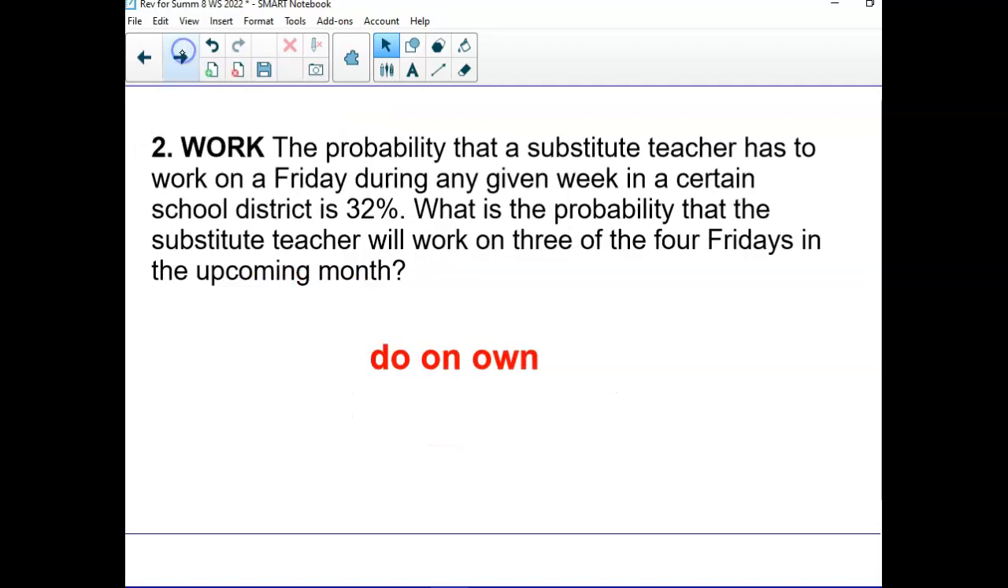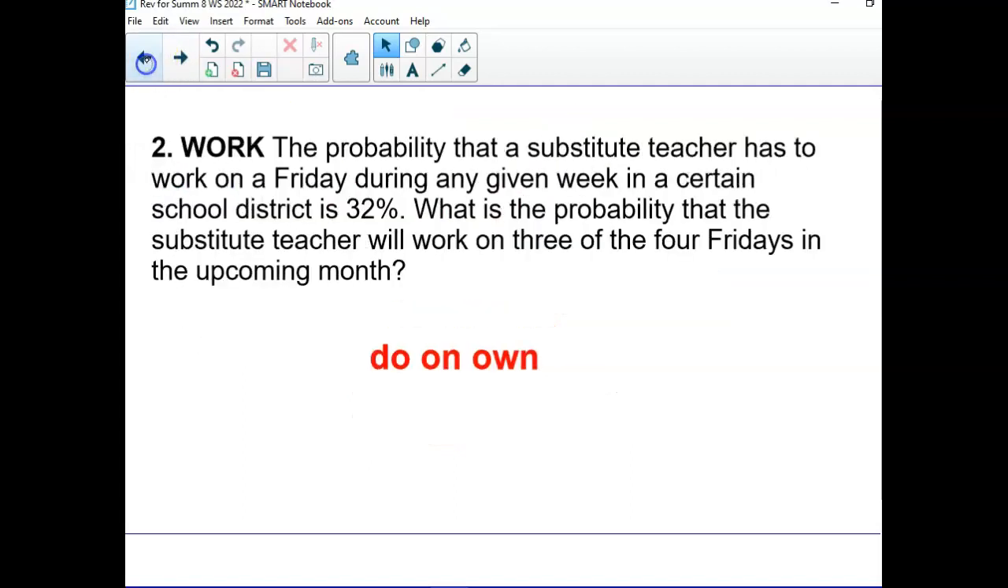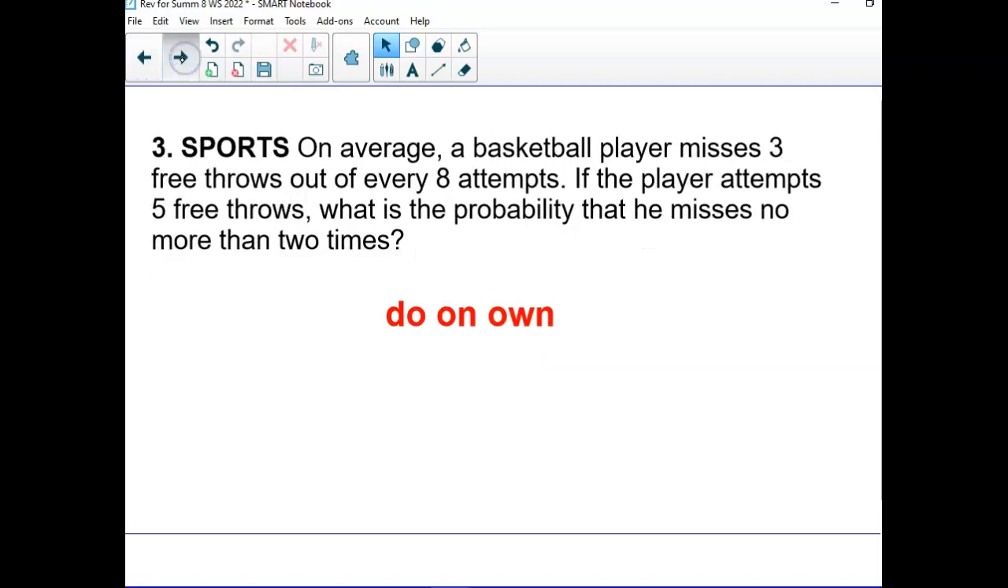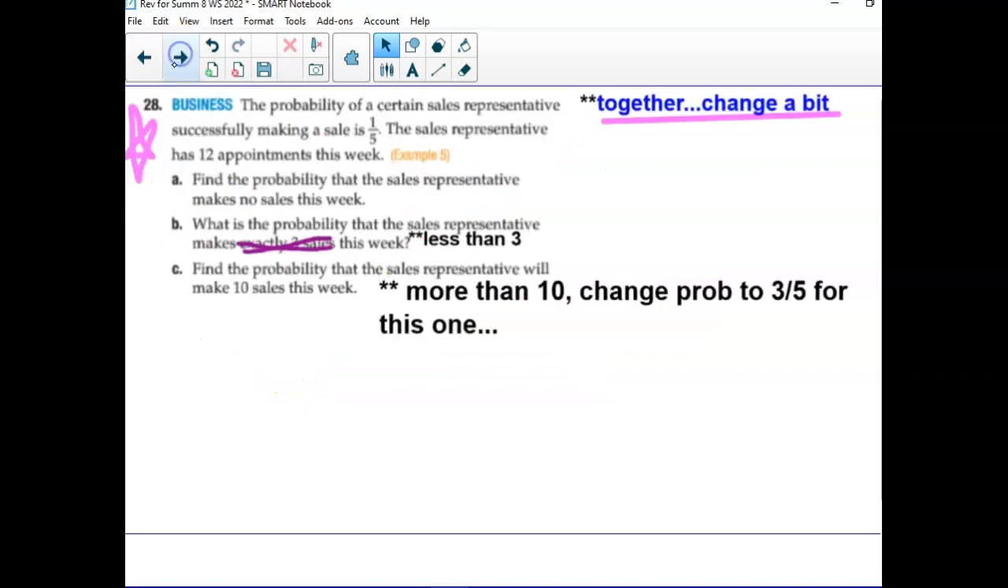Okay, I want you to skip all the way down. By the way, I would like you to go back and try 2 and 3 on your own, but you're welcome to just cross out this Alfonso question, the testing question there. And I'd like you to go to this business question, and I'm going to change it a little bit. How much time do I have, guys?